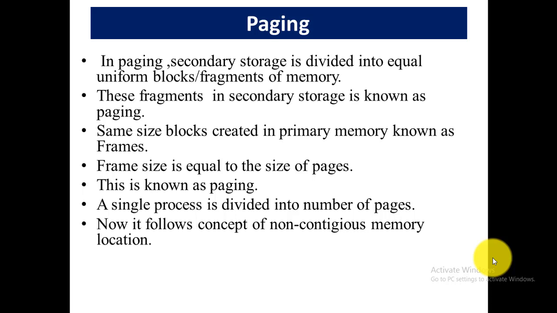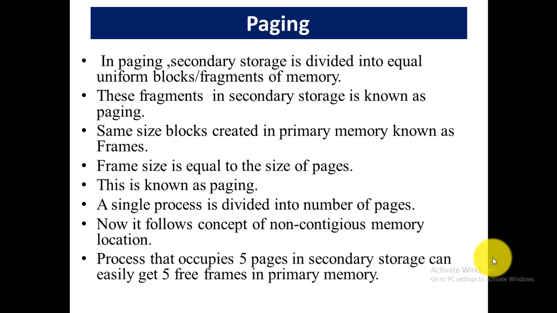While on the other hand, in paging, we split the application into smaller chunks, into a number of pages, and then we load these pages according to the memory available on the RAM. A process that occupies 5 pages in secondary storage can easily get 5 free frames in primary memory at different places. So in this way, there is no wastage of memory. Paging is the physical division of memory, as segmented memory is the logical division of memory.